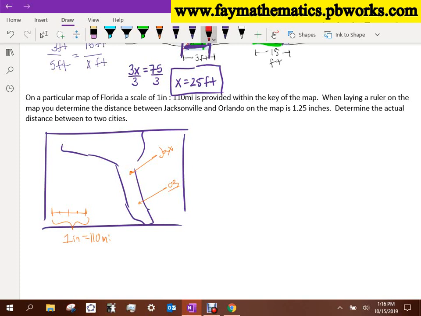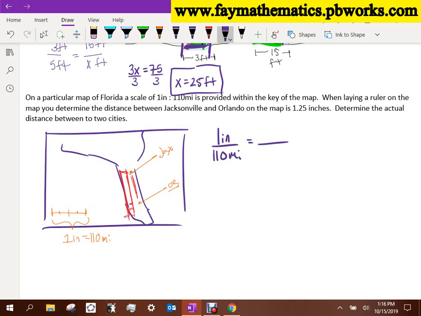Okay? So when laying a ruler on the map, you lay your ruler right next to Jacksonville and Orlando, and you measure the distance between those two things, you find out that that distance is 1.25 inches, to determine the actual distance between the two cities. So, if I want to do this, I have 1 inch providing 110 miles in real life, right?